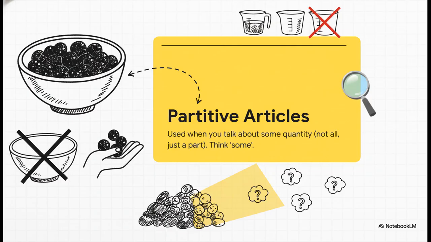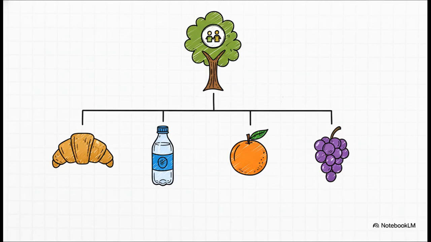That's the big idea. And because it's French, of course, there are a few different versions that have to agree with the noun. So we've got du for masculine words, de la for feminine, de l' when the noun starts with a vowel, and des for plurals. It's a quick little detail, but it's super important to get right.